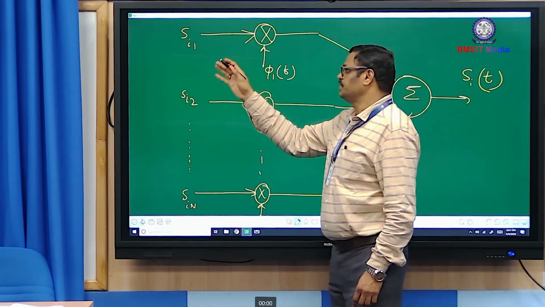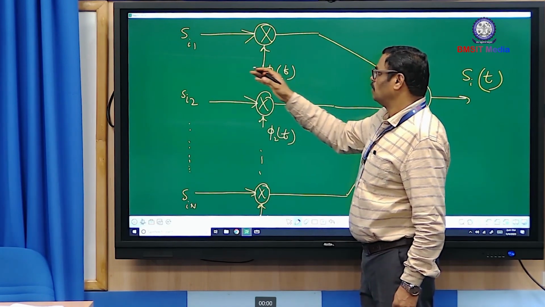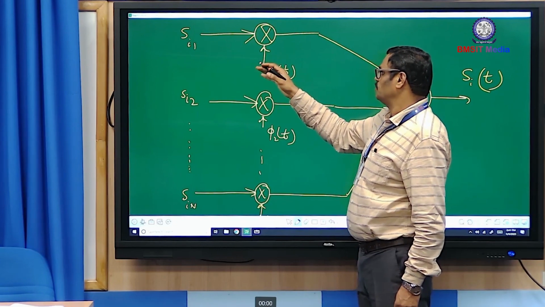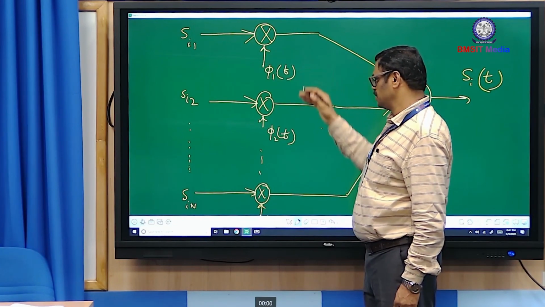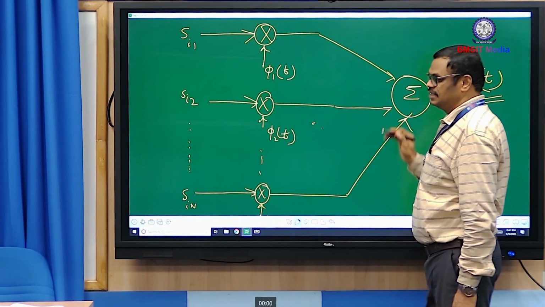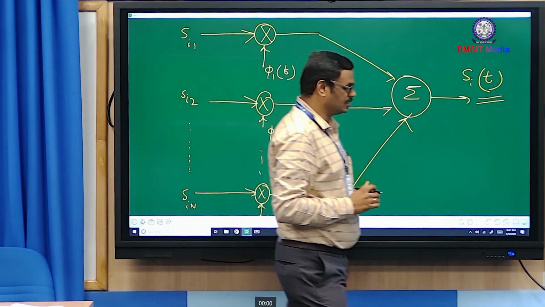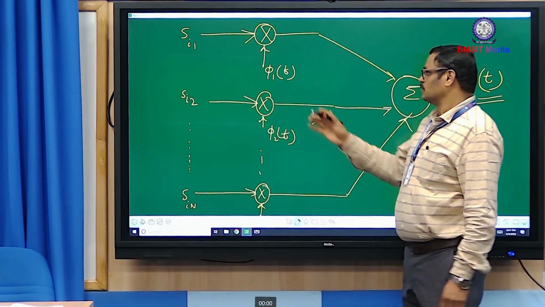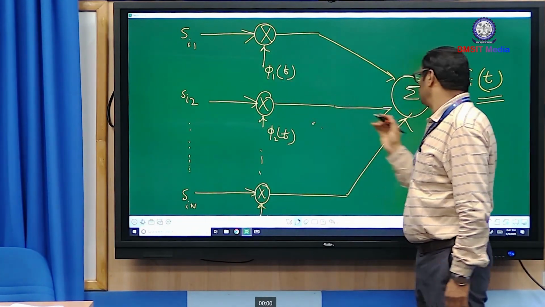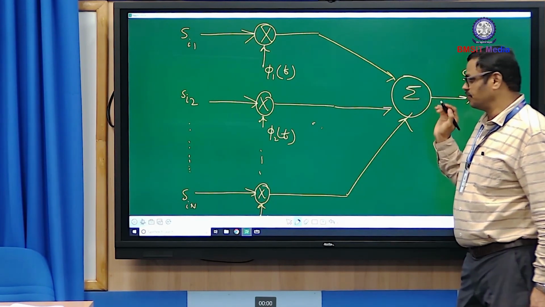Each coefficient is multiplied by a respective basis function, and all those coefficients multiplied by the respective basis functions are summed together to get Si of t. So this is known as the synthesizer, because it synthesizes the coefficients with the basis functions to get the desired energy signal, that is Si of t.